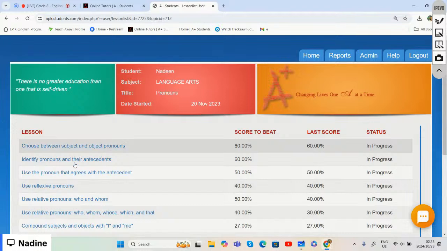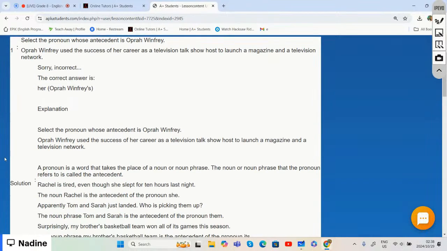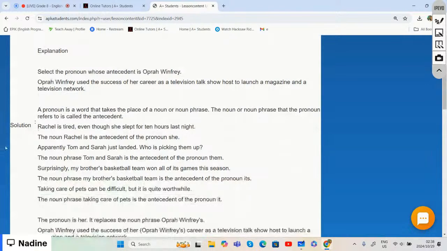All right. So now we're going to identify pronouns and the antecedents, right? A pronoun is a word that takes the place of a noun or noun phrase. So instead of, for example, writing the person's name, you're just saying she or he or them or they. That is a pronoun. We have subject pronouns and object pronouns. The noun or noun phrase that the pronoun refers to, we call that the antecedent.